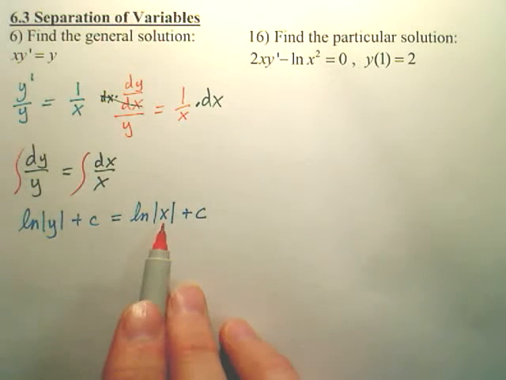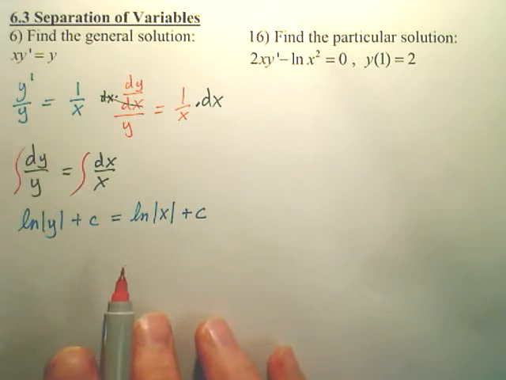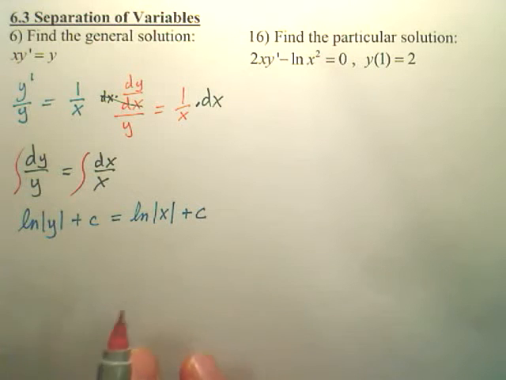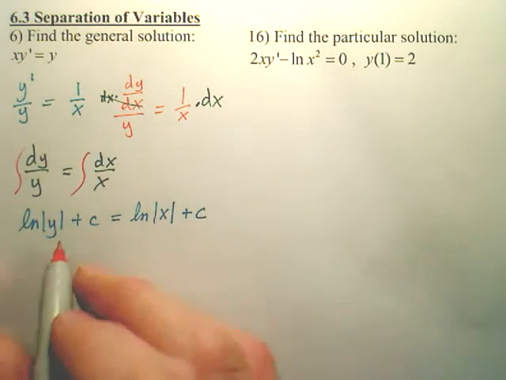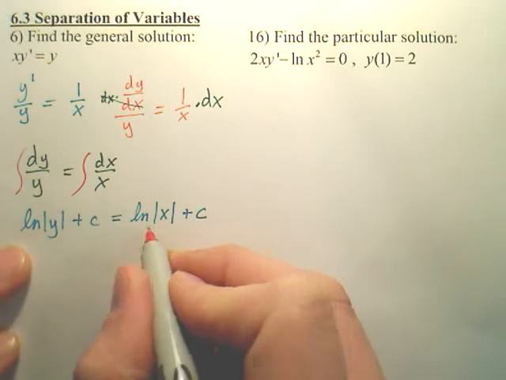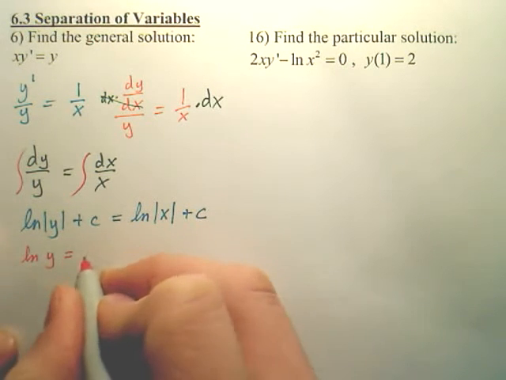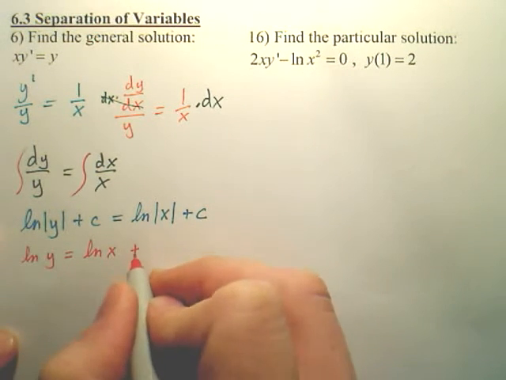Now, if these are both absolute values on both sides, can I kind of drop them? Because if they're both absolute values, can you make sense that you can kind of ignore them because they're on both sides? It's a hard one to define when you can and can't drop off absolute values. It's not the most important thing that I've noticed. But just in general, we're going to drop the absolute values. So we're going to have ln y equals ln x plus c.